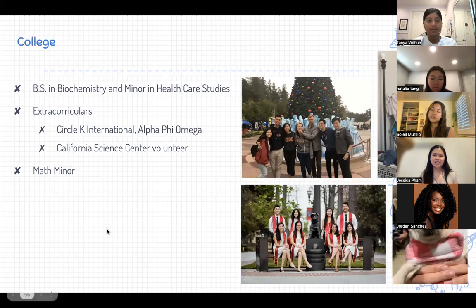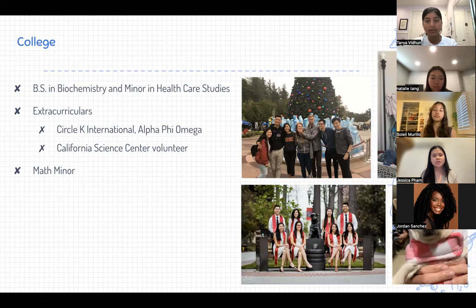In college, I majored in biochemistry and I got a minor in healthcare studies. I wasn't involved in advocacy again. I was more involved in volunteering. But that involved a lot of teaching. So we had a lot of elementary schools and magnet schools around our area. So we would go to those schools to teach them health, science, tutoring, any of that they needed.